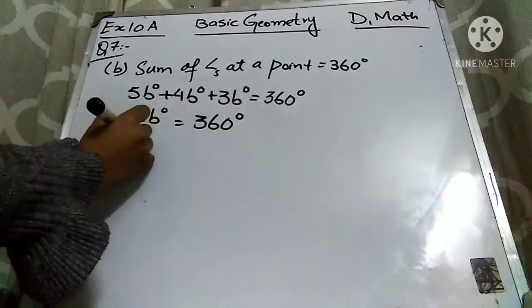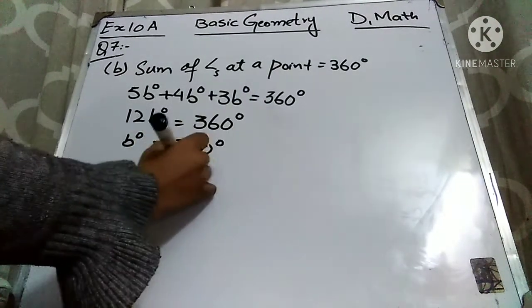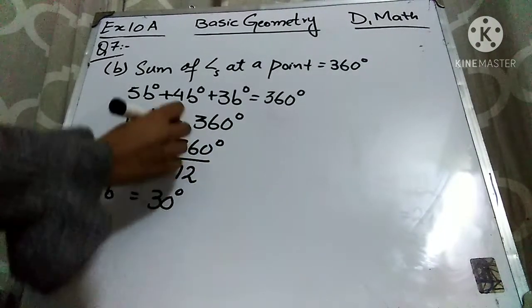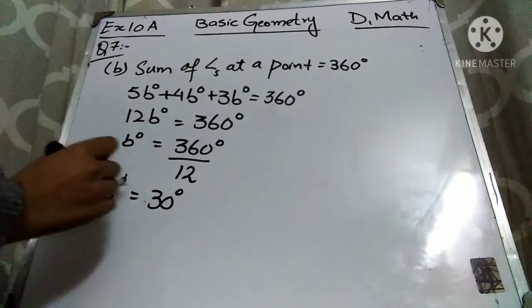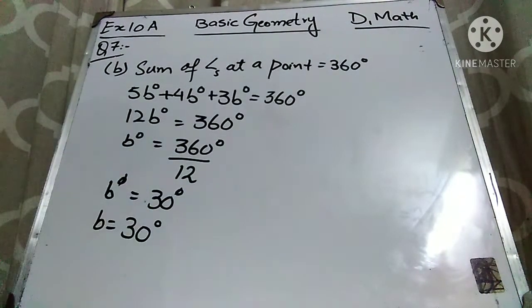Now this 12 is multiplying with B. When we move it to this side, it will divide. So when you divide it, you will get 30 degrees. 12 threes are 36 and 0 as it is. So degree and degree will cancel each other. So the value of B is 30 degrees. Okay, I hope that part B is clear to you.